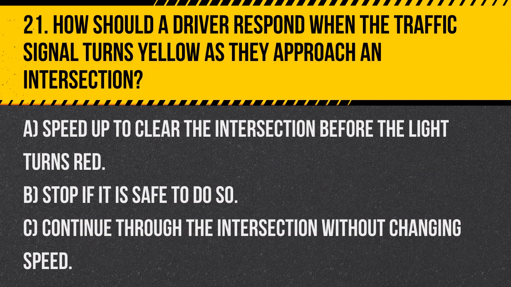Question 21. How should a driver respond when the traffic signal turns yellow as they approach an intersection? A. Speed up to clear the intersection before the light turns red. B. Stop if it is safe to do so. C. Continue through the intersection without changing speed.